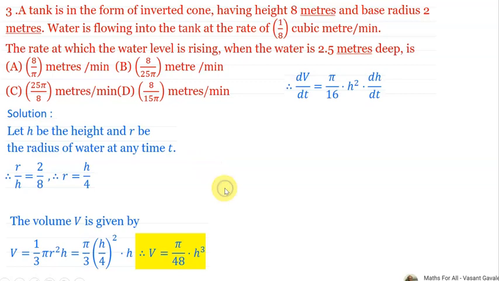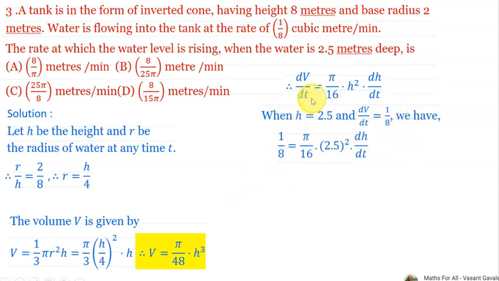If we differentiate this with respect to t, then we will have dV by dt equals pi upon 48 into 3h square, that is 3 upon 48. Then you will have pi upon 16 into h square into dh upon dt after simplification. When h equals 2.5 and dV by dt equals 1 by 8.